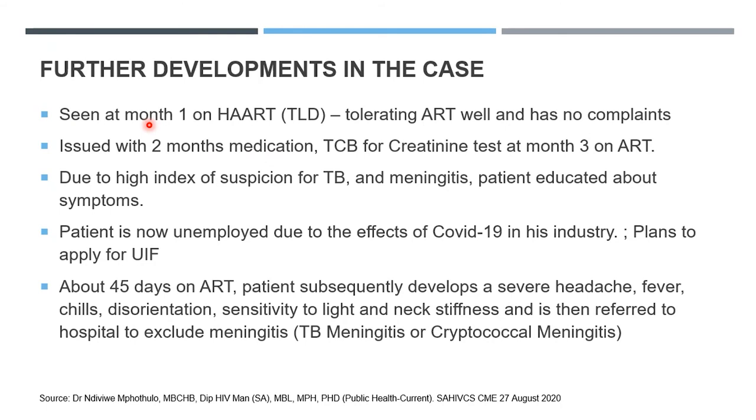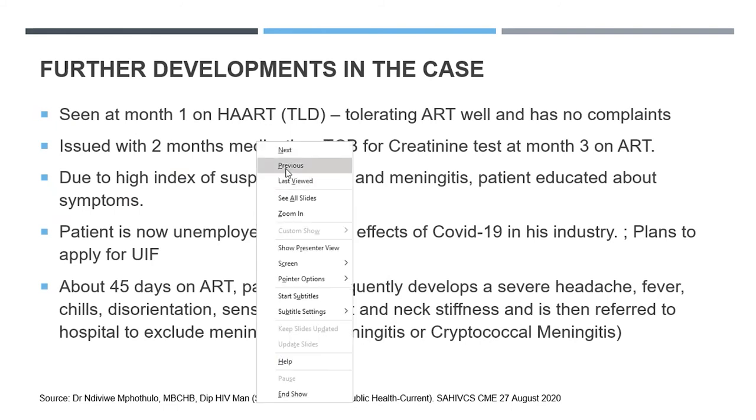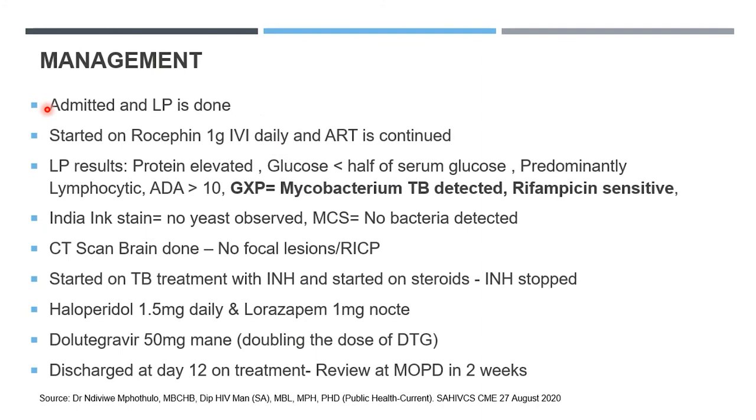He had been started on TLD, cotrimoxazole, iron, and TPT prophylaxis. He was seen after a month on TLD and seemed to be doing fine. He was also educated about symptoms of TB, because his CD4 was 25. Subsequently he came back to the site shortly after that visit, presenting with fever, headache, and symptoms of meningitis, and had to be up-referred.